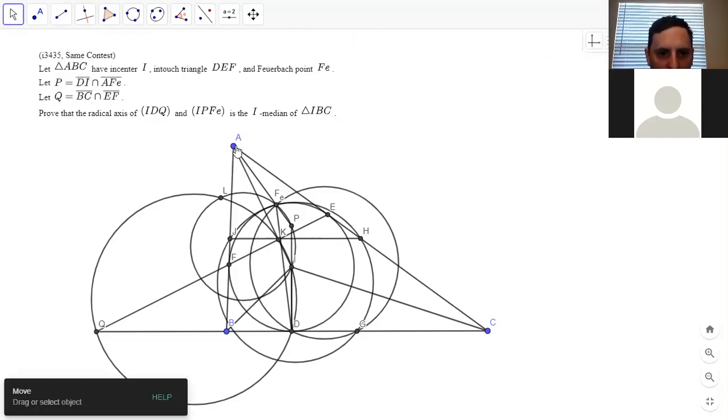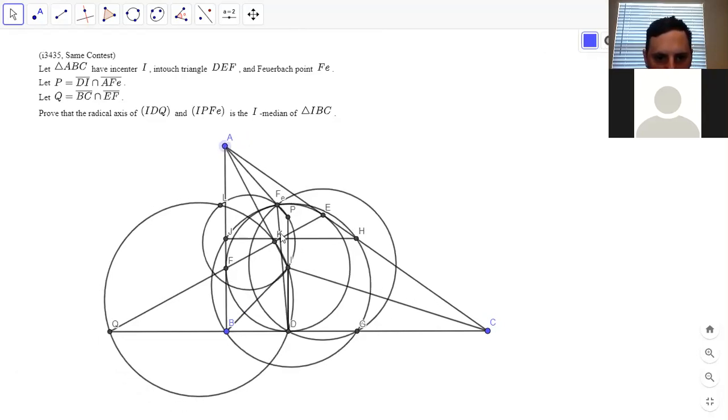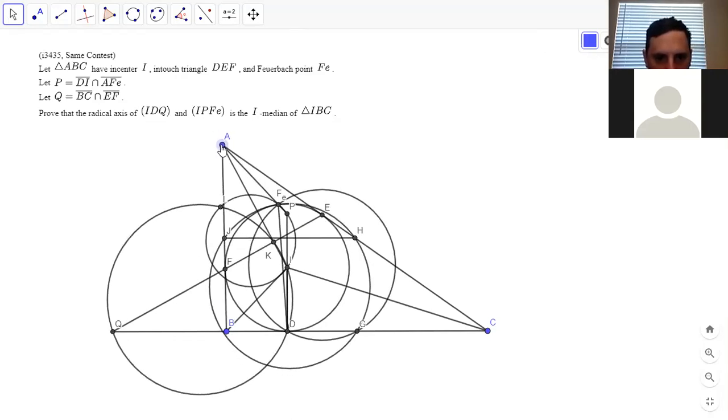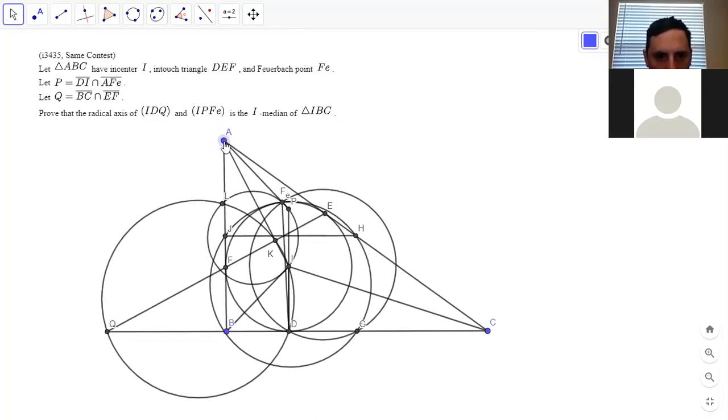Okay, so K, there's actually, yeah, there's that point of concurrence that you guys mentioned. I'm not sure if it's useful for this problem or not, but it could be. Maybe we should invert, since the power of G with respect to IDQ is equal to GB times GC, which is just GB squared.